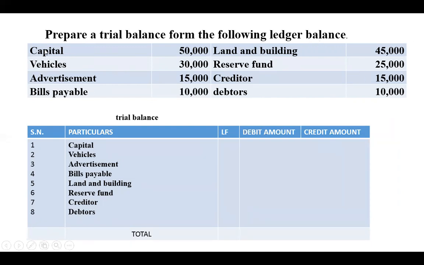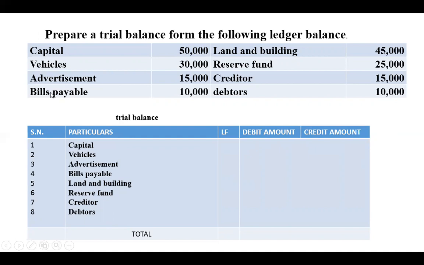So first of all, what you need to do, you need to make the format. Write trial balance at the top. Write it in capital letters. So SN, that is the serial number. We need to write down particulars, LF, debit amount, credit amount, like me. And you write down all the topics, whatever topics are there.